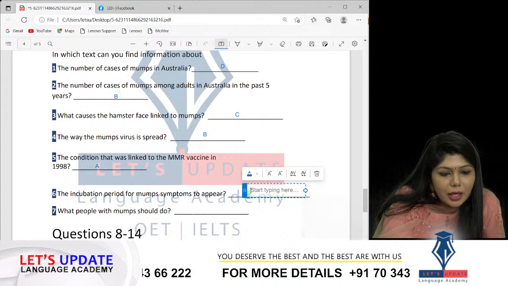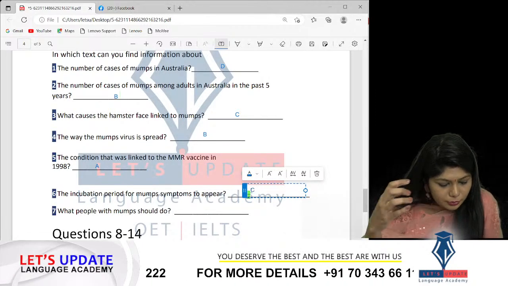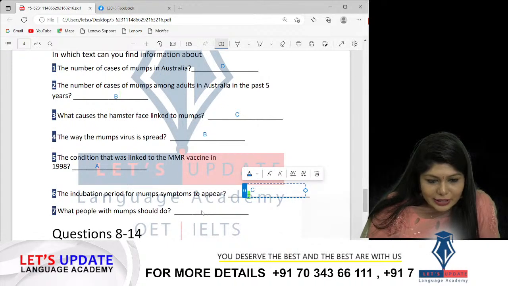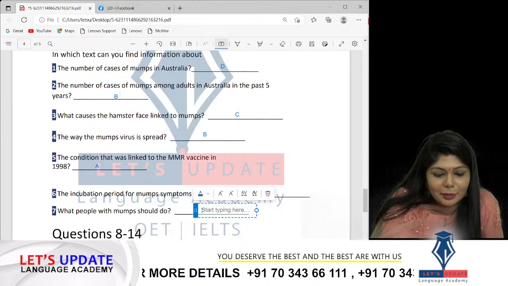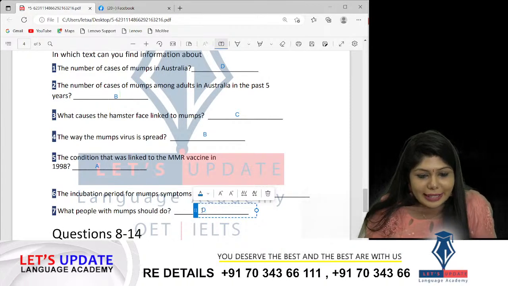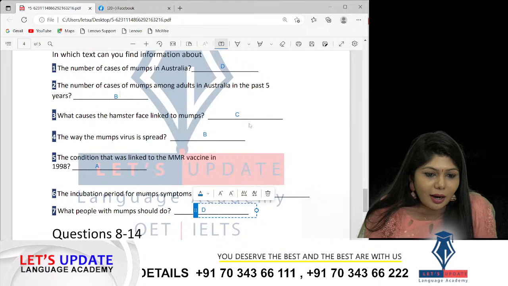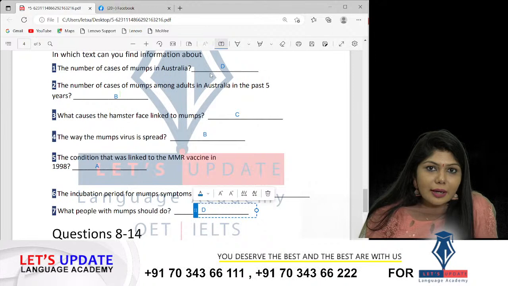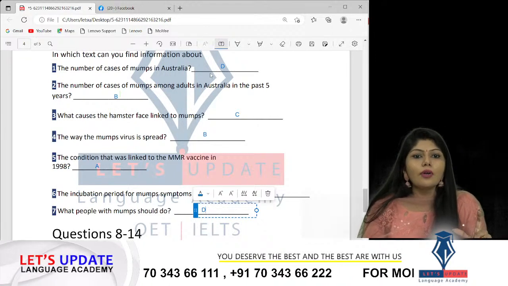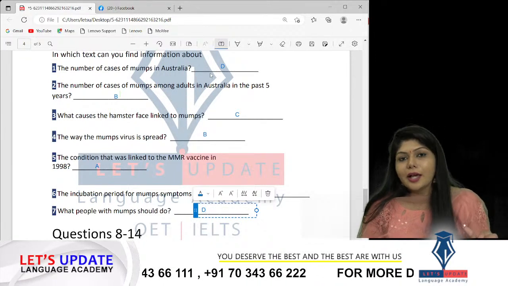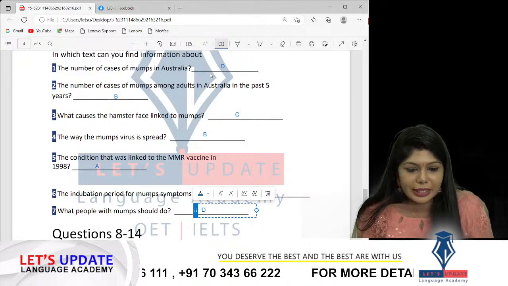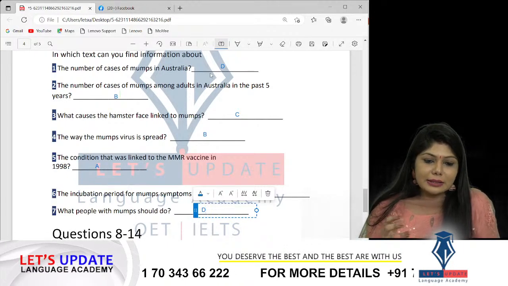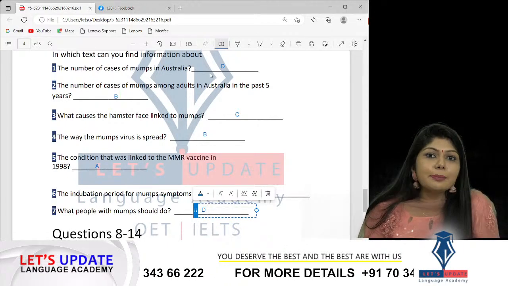What people with mumps should do? That means the precautions that they need to take, or the prevention techniques. So that is definitely from text D, because we know that was the heading of text D. So these are the set of questions 1 to 7. These are going to be very easy to solve, so please keep them for the last. Even if you run out of time, you can still solve all 7 questions, because these are easier. Rather than finding specific text or phrases from the passage, these are much easier to solve. So please keep them for the last.